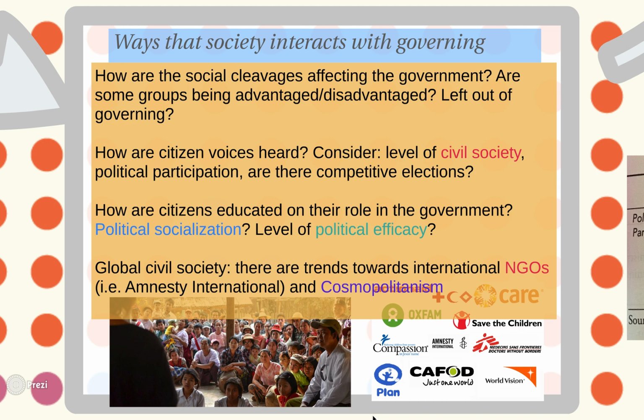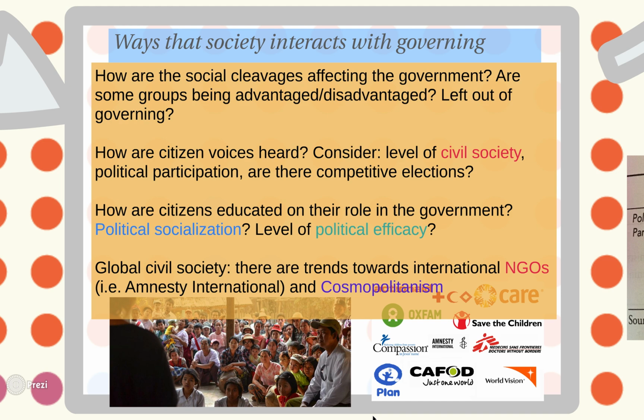Okay, so ways that society interacts with governing. Another important thing to look at with society is not just how it's divided, but how is society interacting with the government? In America, in the United States, we have a really profound understanding of the connection between the people and the government. We are based on this idea of popular sovereignty. Not all governments are that way.